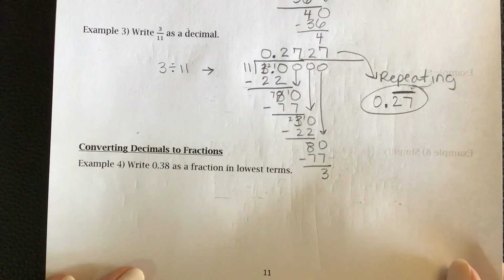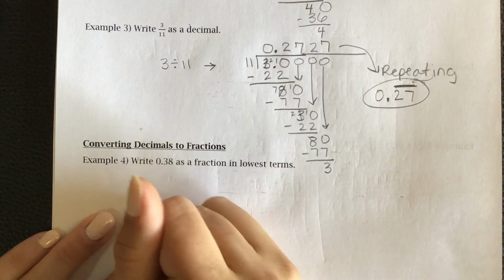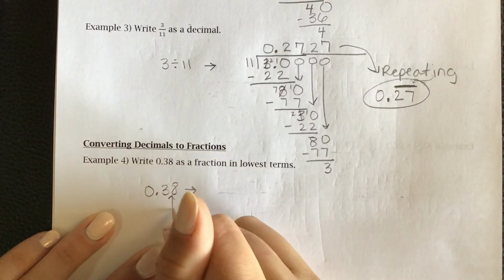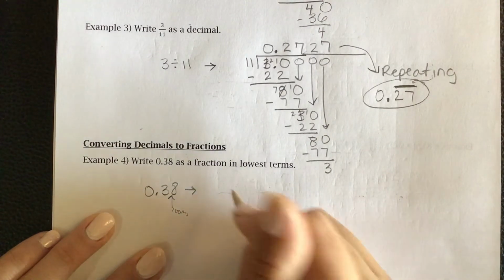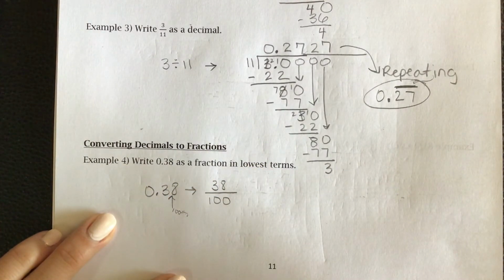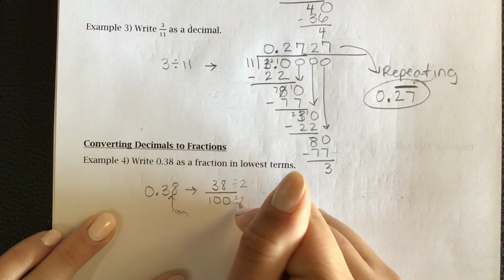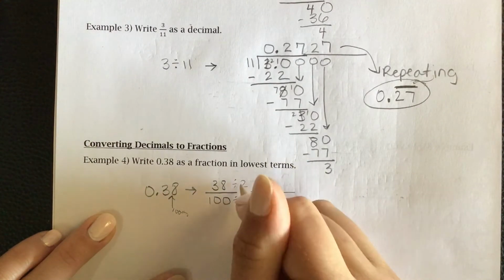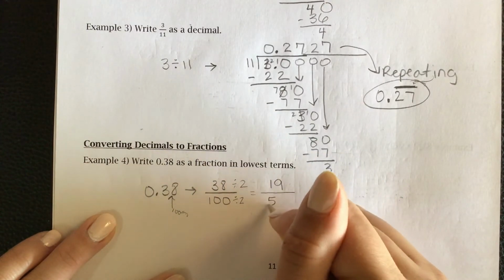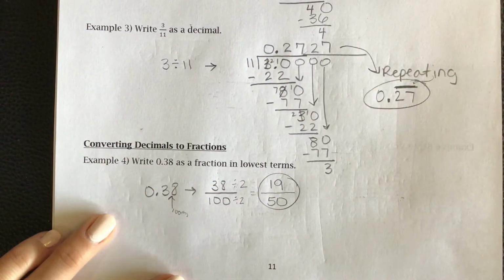Converting decimals to fractions. Write 0 and 38 hundredths as a fraction in lowest terms. So when we have a decimal, we know the place value where it ends. This is in the hundredths place, so we would write 38/100. I would then, because they're even numbers, divide by 2 or figure out their prime factorization so that I could simplify them quickly. When I divide by 2, I get 19/50. 19 is prime, so I'm done. 19/50ths is my answer.